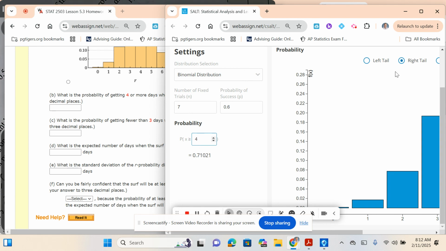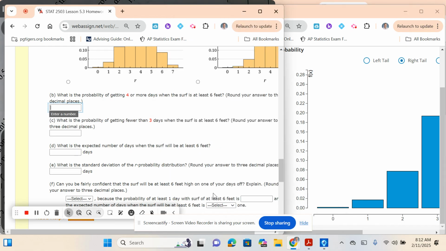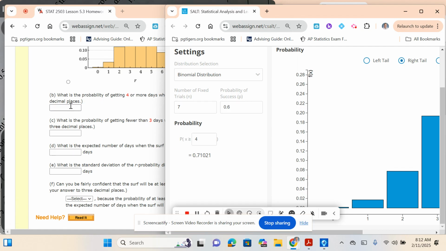So it's right tail because it's 4 and above, and I include 4 because 4 is included in 4 or more. So this is my probability. How many decimal places? Round to 3. Okay, so 0.710.